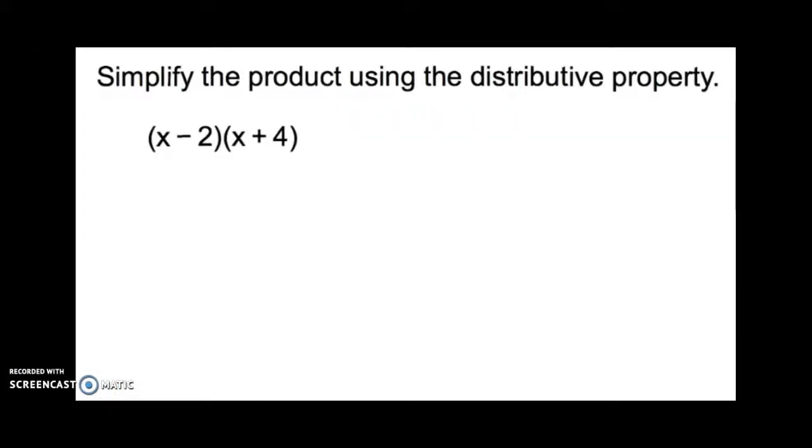So like the last problem, I'm going to distribute this x into both the terms here, and then distribute this negative 2 into both the terms here. Okay, so that way we're using the distributive property.